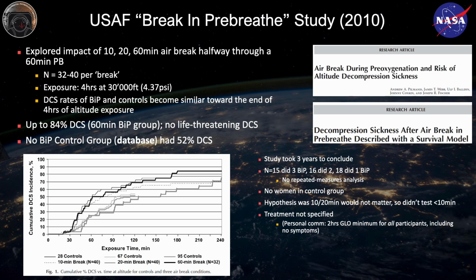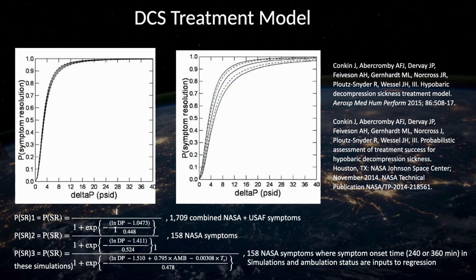We'll also talk about pre-breathe. So we talked about 150 minutes, 2.5 hours of breathing oxygen. Well, what if you have to come off that mask because either it gets bumped or you have to readjust something? Do you start all over again? Do you have to scrub the EVA? We don't know. The Air Force did a study back in 2010, and they thought 10 or 20 minutes of break would be nothing. They were seeing 84% decompression sickness in some of their cases. So again, big issue.